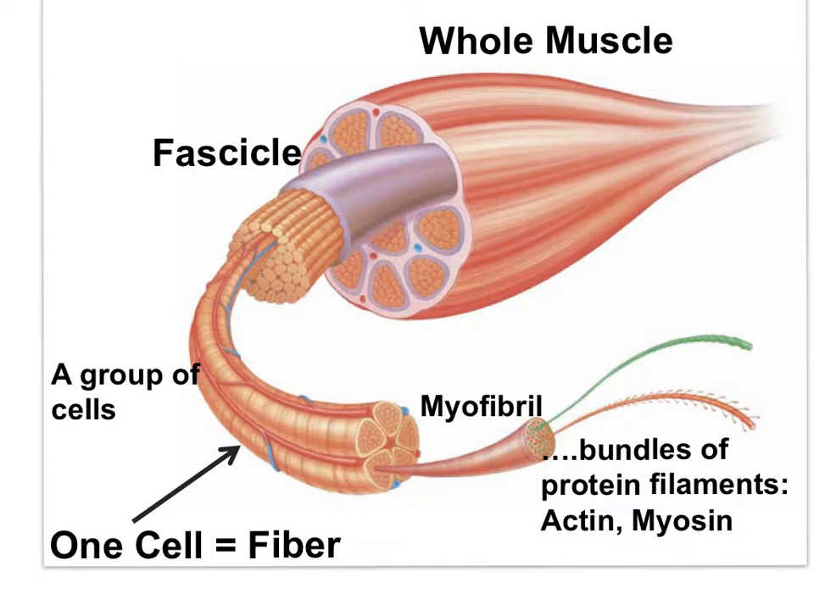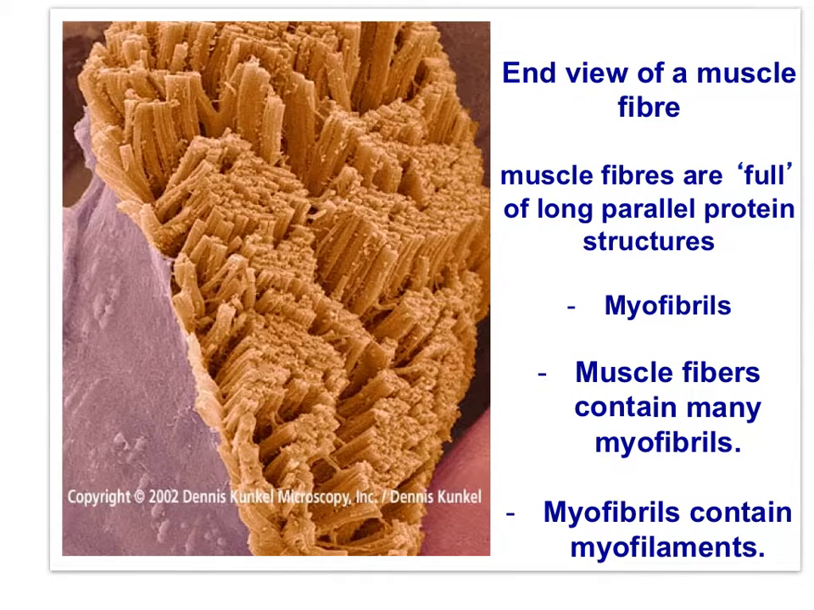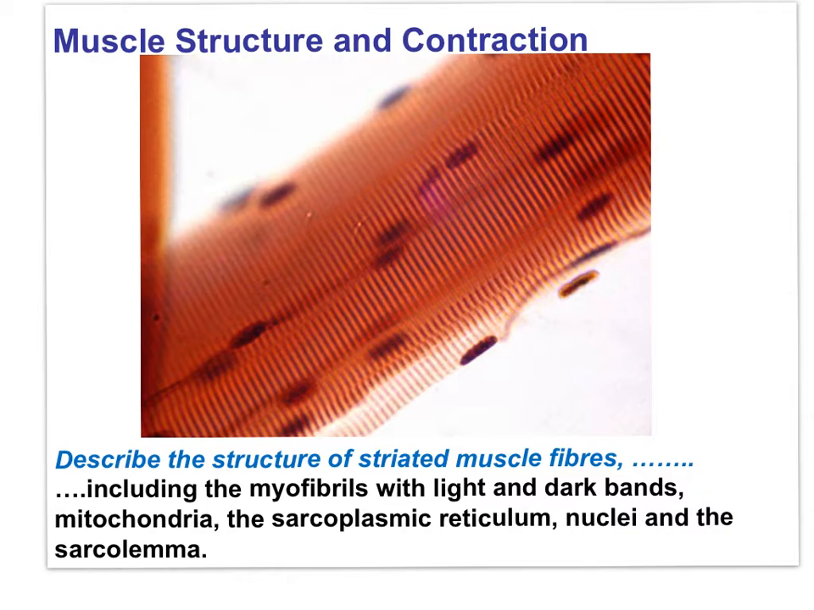actin and myosin. Here is an actual micrograph of a single muscle cell, a single muscle fiber in cross-section. Notice all the myofibrils. Muscle fibers, single cells, contain many myofibrils, and the myofibrils are composed of protein myofilaments, long, slender protein molecules known as actin and myosin. Let's zoom back out just a bit and look at a muscle fiber, single cell.